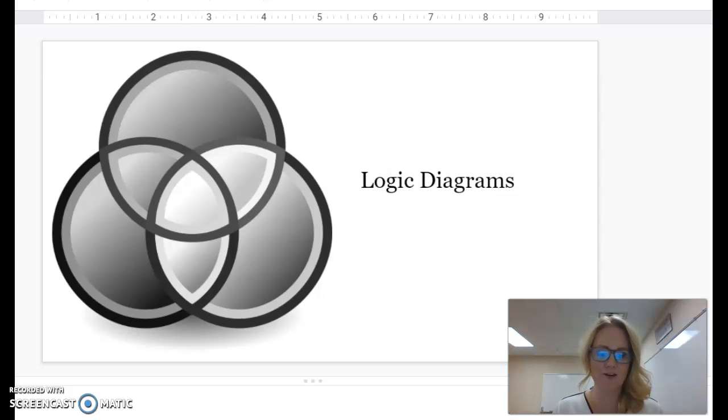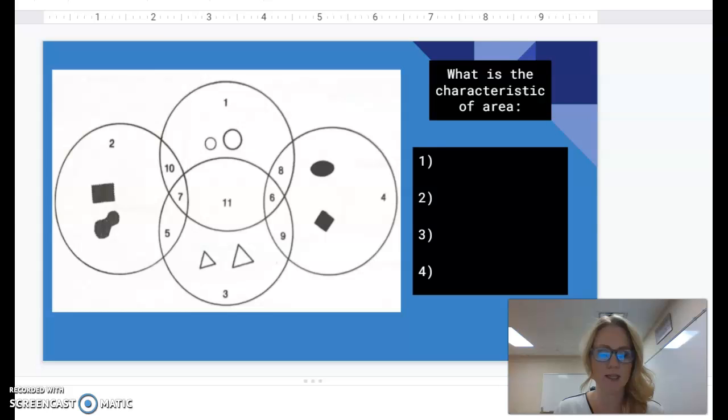Welcome to Logic Diagrams. In this assignment, you'll be using a diagram to help you answer questions. Let's get right to it. This is what your assignment looks like. As you can see, there is a diagram with different shapes organized throughout it and numbered sections. The directions on this page ask, what is the characteristic of this area? And then there are numbers below that reference a specific part of the diagram.